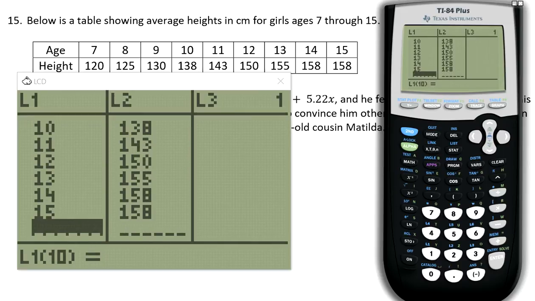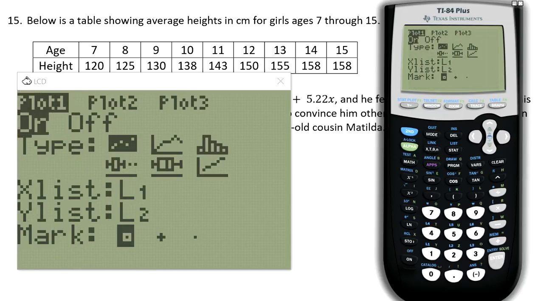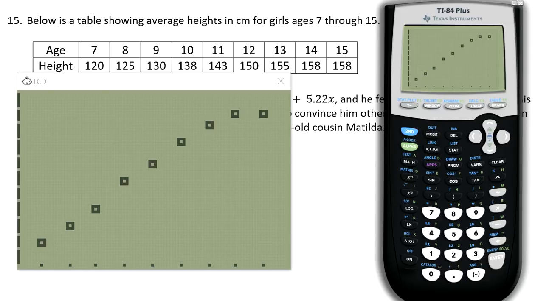And I could go ahead and look at it as a scatter plot. So I'll hit second, stat plot, and then I need to turn it on. So there's plot 1, and I'm looking at list 1 versus list 2. And I'm going to just press zoom and 9, and there I can see the data.